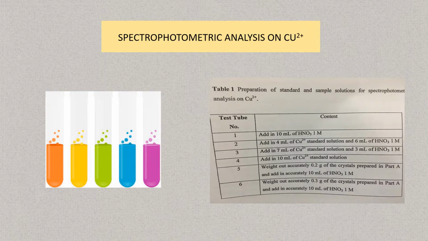The absorbance for each standard solution and sample is measured at 645 nanometers. A calibration plot is prepared by plotting absorbance of the standard solutions as a function of concentration. From the calibration plot, the concentration of Cu2+ in the sample is determined.